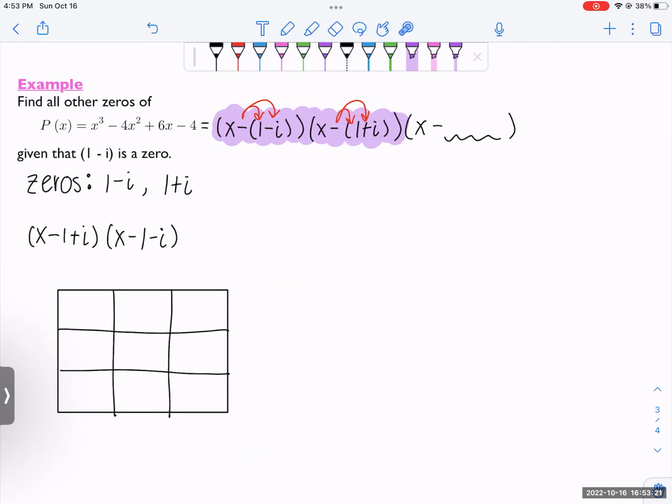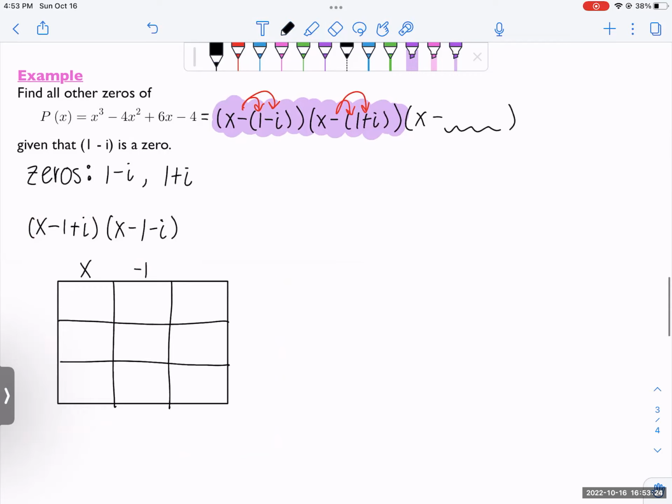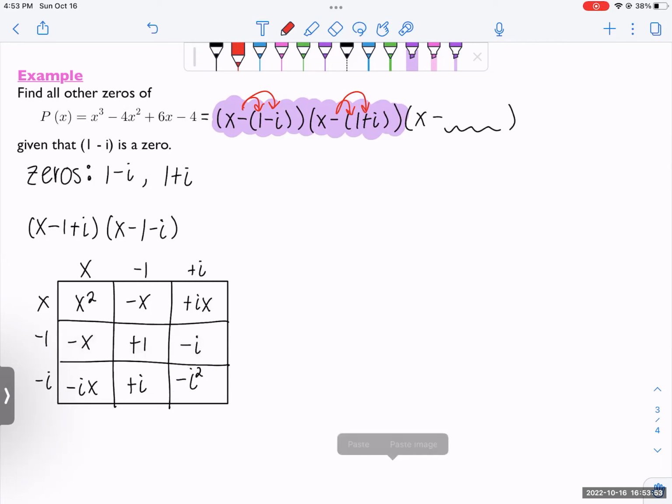All right, so I'm putting this polynomial on top, x minus 1 plus i, putting this polynomial on the side, x minus 1 minus i. We have x squared minus x minus ix minus x plus 1 plus i plus ix minus i minus i squared. Negative i squared, by the way, i squared is negative 1, so negative i squared is just positive 1.